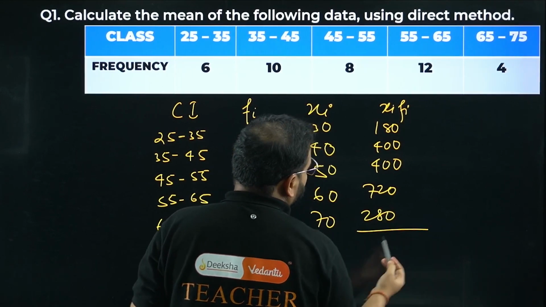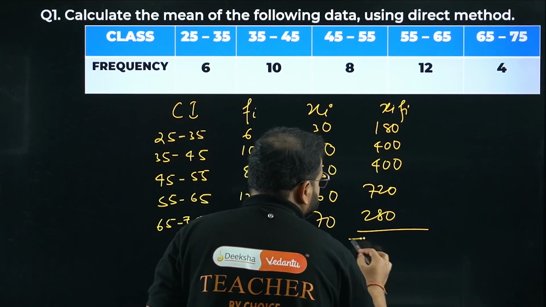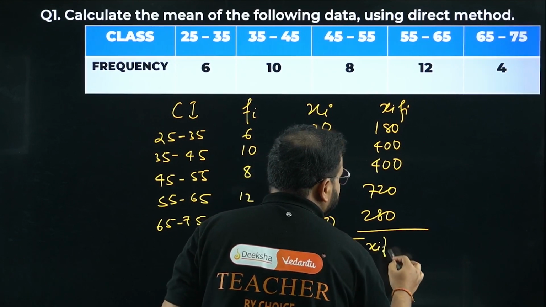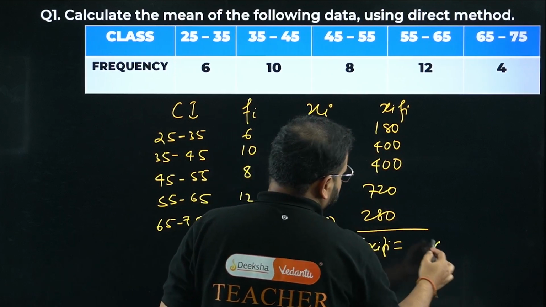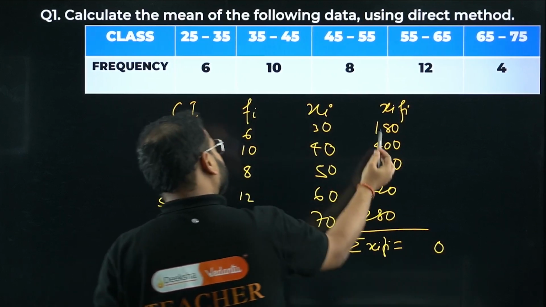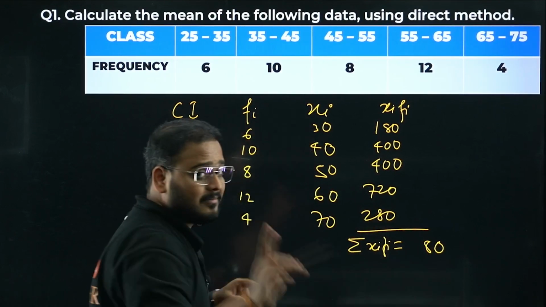What is the next step? We have to find the total. What is this total called? Sigma xi fi or fi xi. Add them. I'm getting zeros at the last step. I'm getting 8 plus 2 is 10, plus 8 is 18, carry is 1. Check this out.